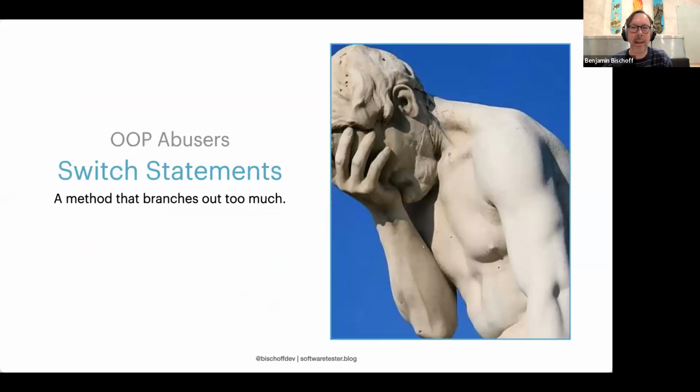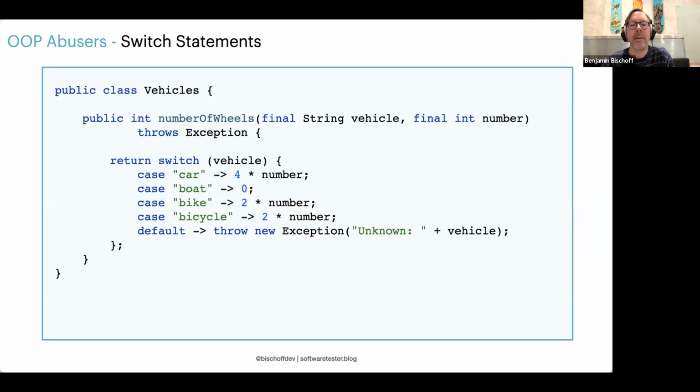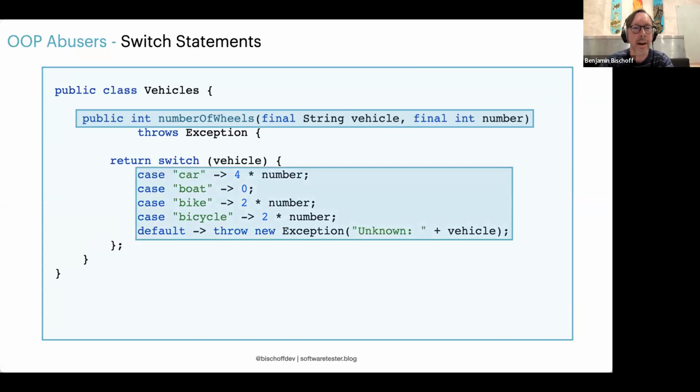Switch statements is a classic. It's a method that branches out too much, and that is closely related to the long parameter list that I showed you before. Like in this vehicles class, you have a strange little method called number of wheels that you pass in a vehicle name and a number of vehicles, and it returns you the total number of wheels. So like for a car and a 2, it would return 4 by 2, so 8 wheels.